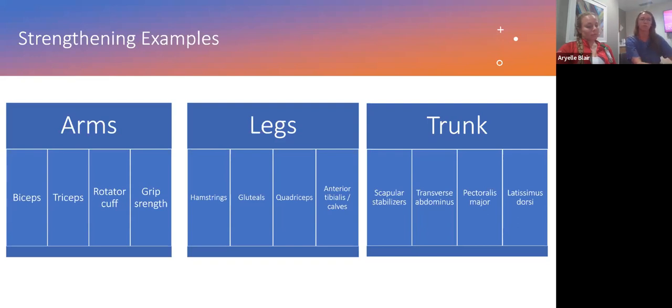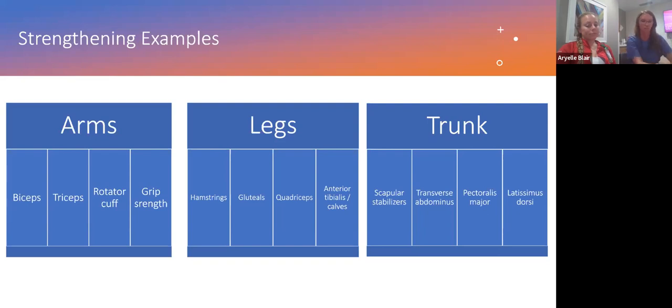But we also want to work the muscles that are not affected by the disease still, because we want to keep those strong for as long as we can, because your body may really be utilizing those to stay as functional as possible. So that's one point that I wanted to make. And you can look through the arms and legs and the trunk and see a lot of the major muscle groups there.